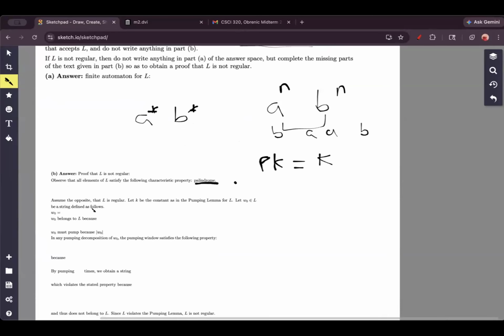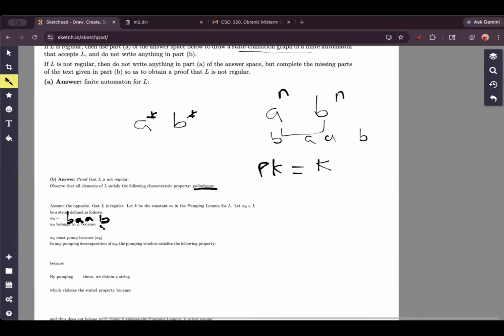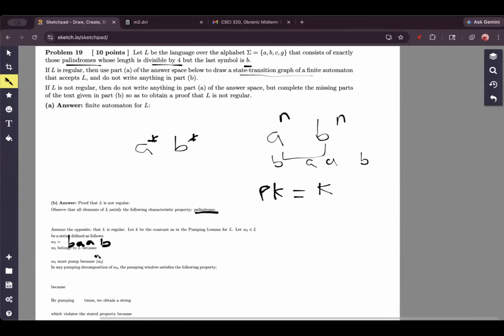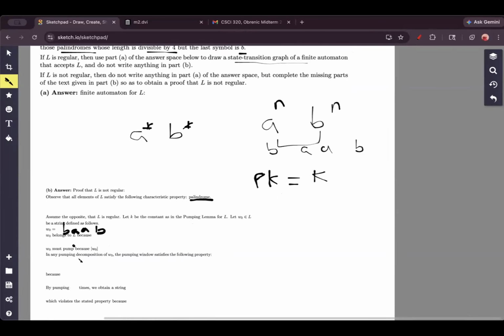So we could say that W0 is going to be B, A, B. W0 belongs to L because it is divisible by 4 and it ends with a B, and it's a palindrome. You just state this property, and you write it over here.